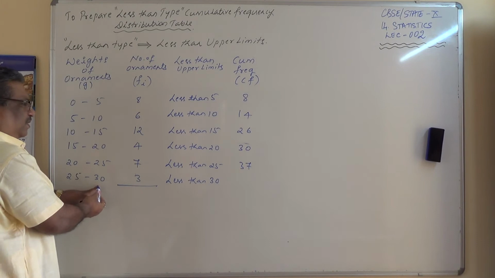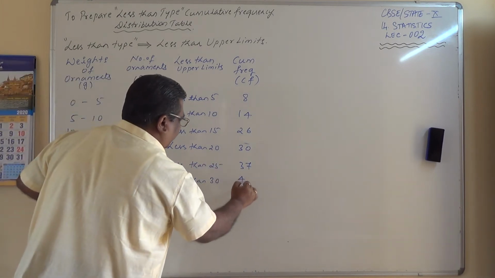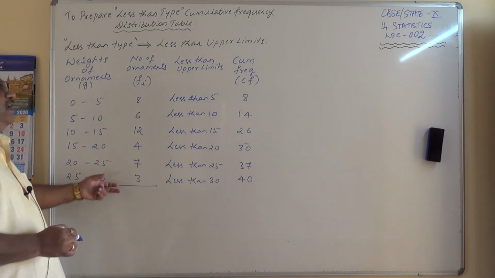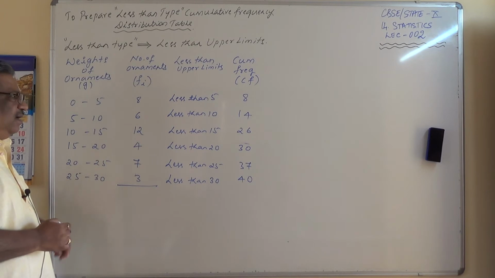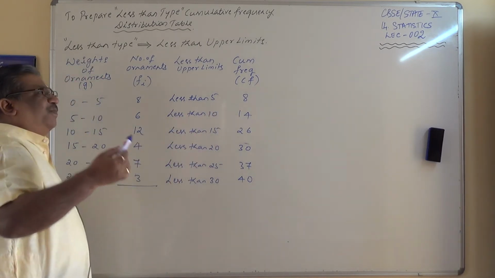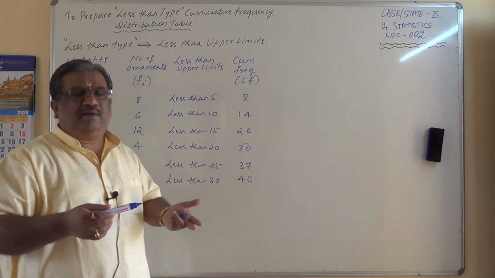Less than 30 grams, 37 articles plus 3 articles gives you 40 articles. So this is how we prepare the less than cumulative frequency distribution table. Now, what is the difference between this one and the cumulative frequency distribution table that you prepared in finding out the median?